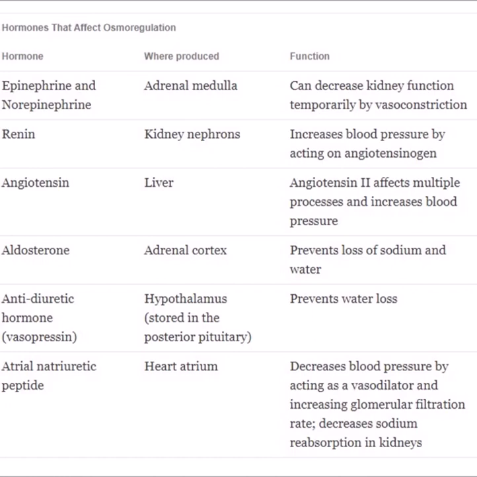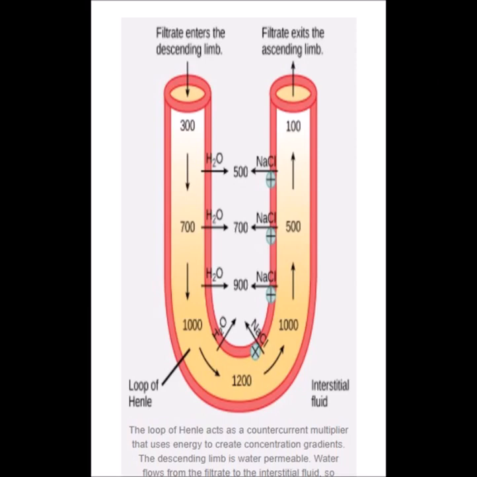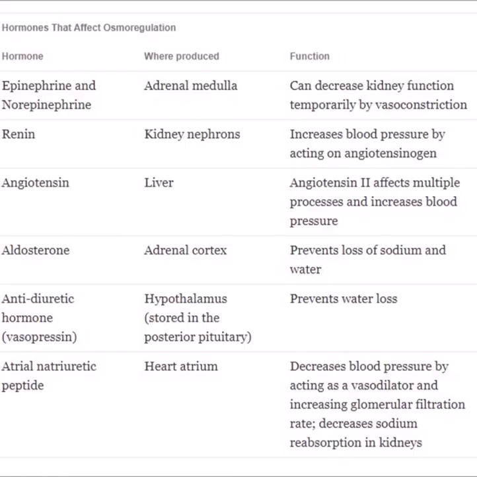Another hormone is renin, which is produced in the kidney nephrons. What is its function? It increases blood pressure by acting on angiotensinogen. Angiotensinogen is spelled A-N-G-I-O-T-E-N-S-I-N-O-G-E-N. Another hormone is angiotensin, which is produced in the liver.